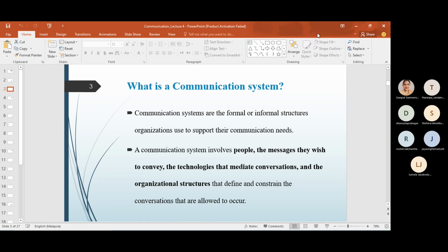Okay, so a communication system is a system related to communication. Communication systems are certain structures that you have in your organizations to support the communication needs. In this qualification, we are talking about the health and social care sector, but communication is not something limited just to the health and social care sector.